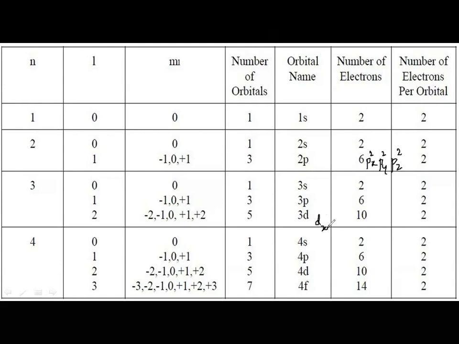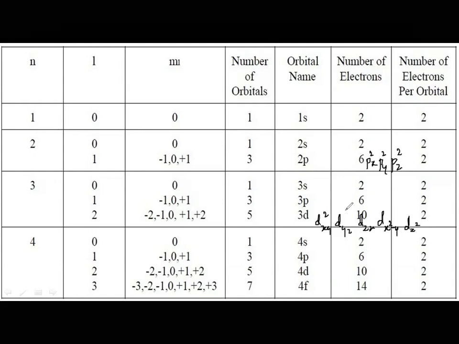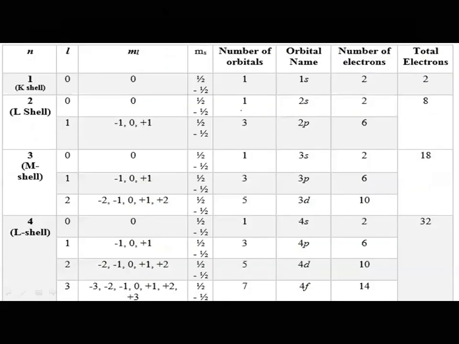Similarly for d you have dxy, dyz, dzx, dx square y square, dz square. All together 10 electrons, 2 here, 2 here. So each orbital always has 2 electrons. 2 fives are 10. Each orbit's maximum number of electrons is given by 2n square. Correct? Here total electrons is being given.